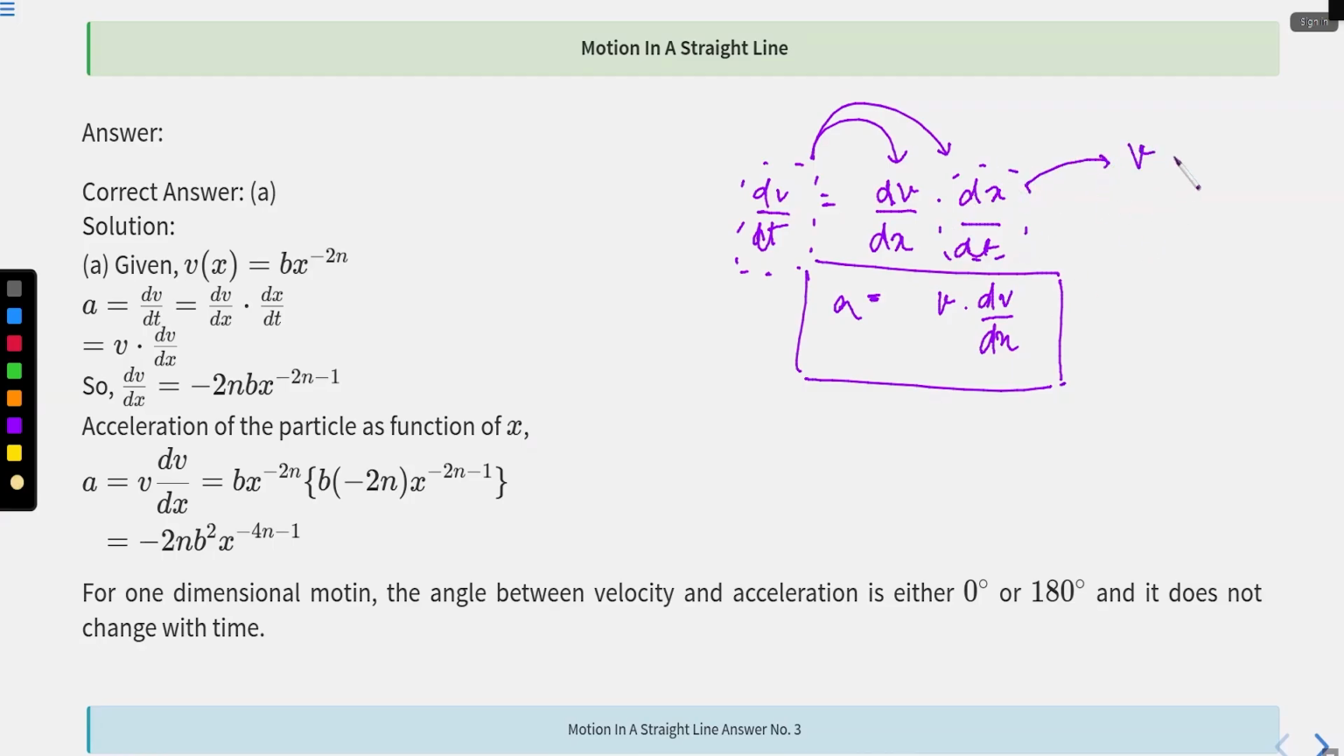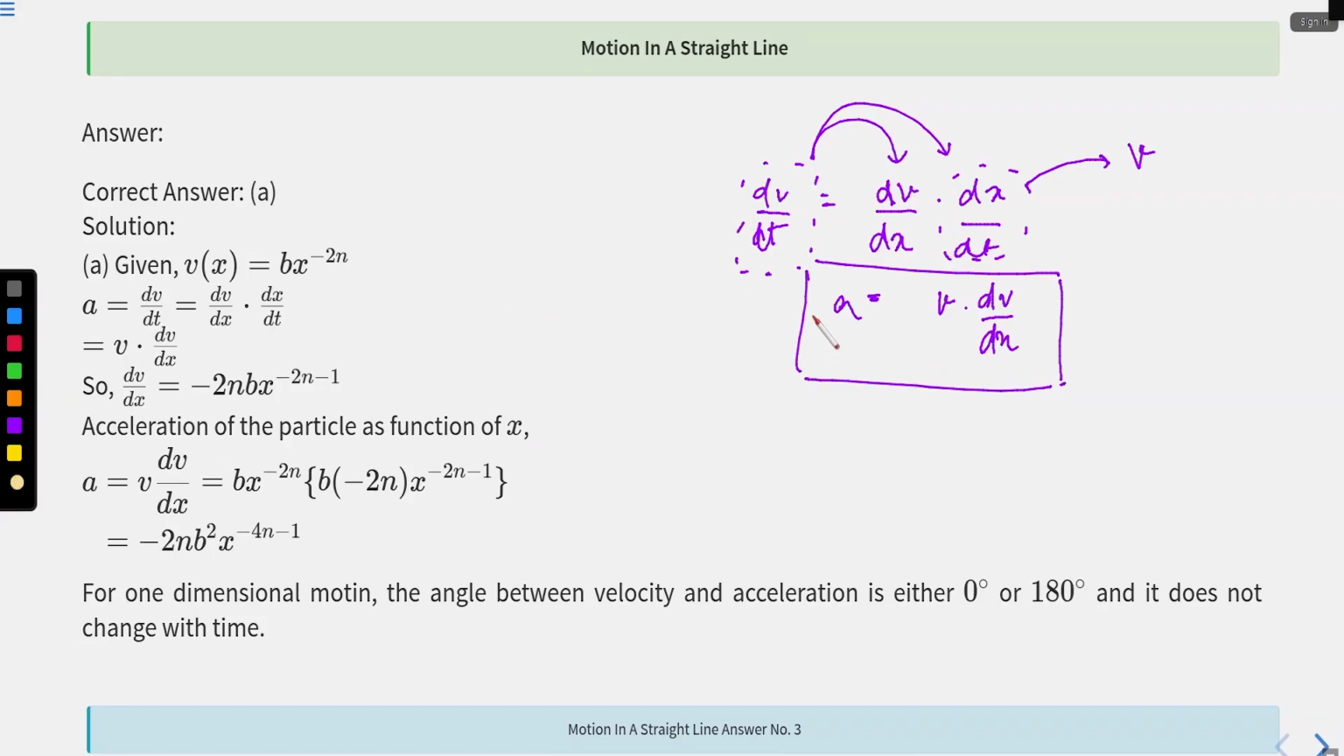Okay, please don't get confused. Understand that rate of change of distance with respect to time is velocity, and rate of change of velocity with respect to time is acceleration. All right.